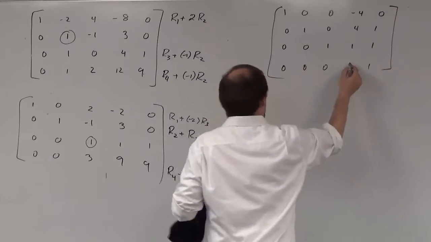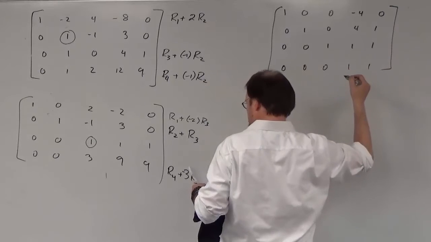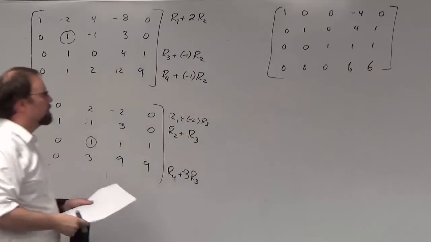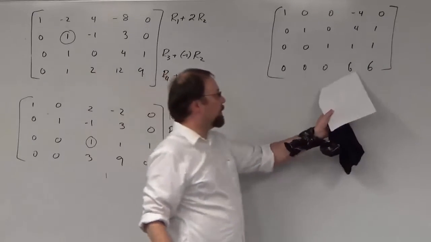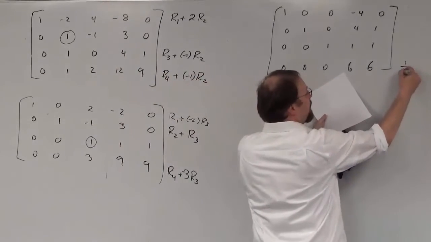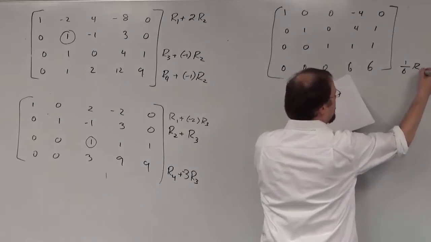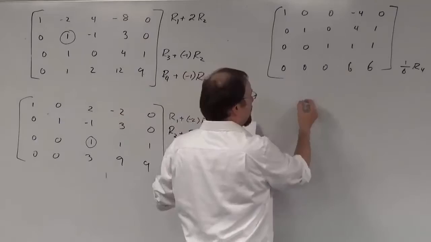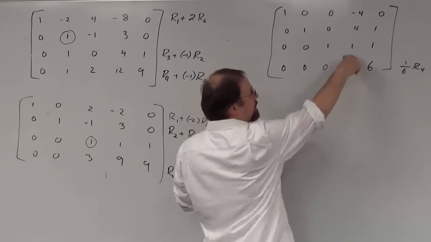All right, now this. Oh yeah, we get 6, 6. So I would introduce 1 here by scaling row 4 by 6, to get 1, 1. And then use that leading 1 to zero everything out.